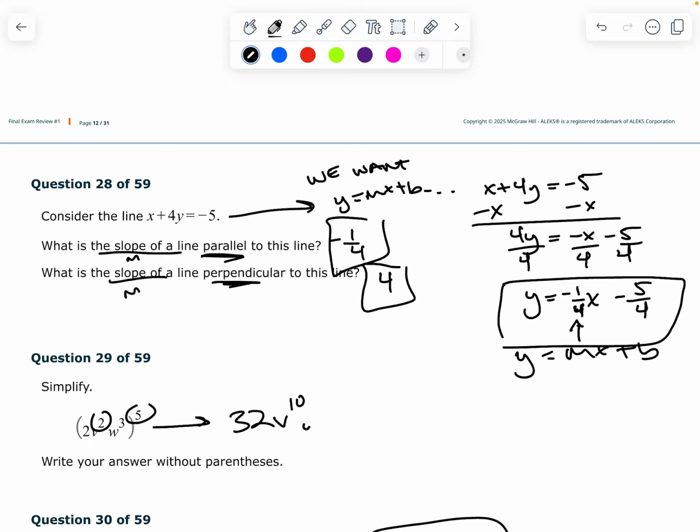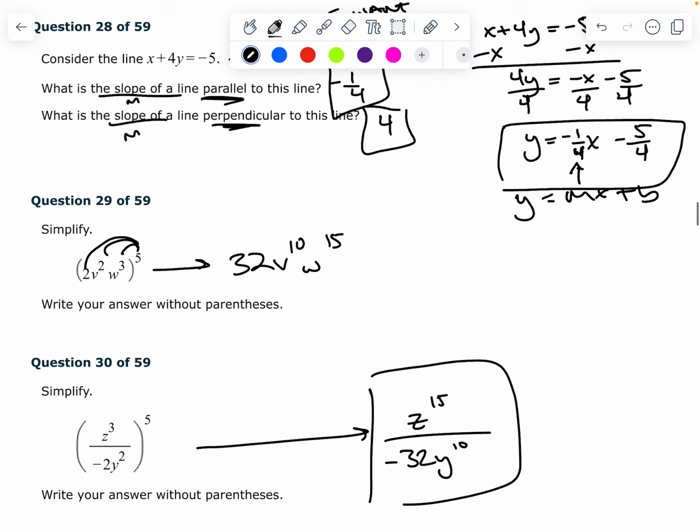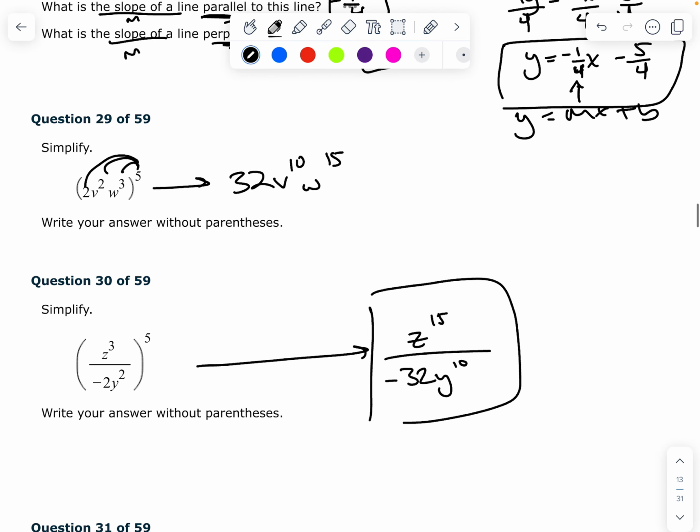Notice that 5 applied to everything somehow. We did 2 to the power of 5 because it's 2 to the 5. V to the 2 to the 5, that's a power to a power. You multiply the powers. W to the 3rd to the 5, power to a power, multiply the powers. Same thing here. I'm sorry I didn't cover up your answer here. If you want, you can ignore the right and try and solve it on the left.